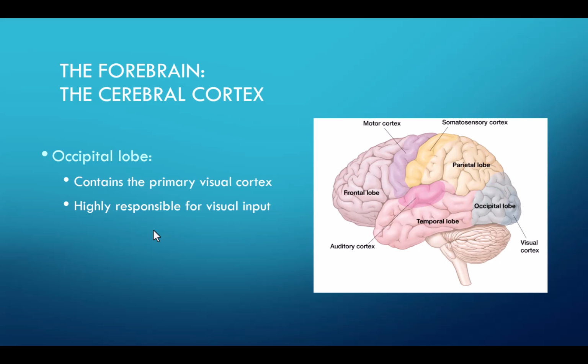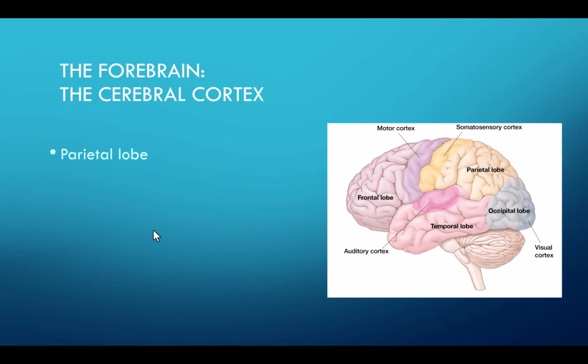Now, if the visual cortex was damaged, it can cause what's called cortical blindness. And so this is when the eyes function normally, you have a normal pupil response, but the individual cannot see anything or has limited sight because the neurons in the visual cortex have been damaged.